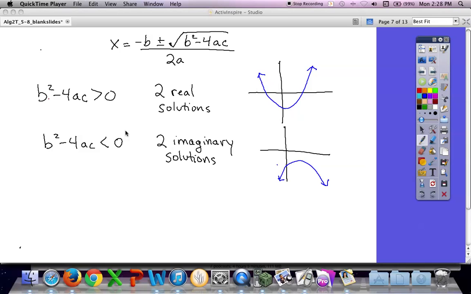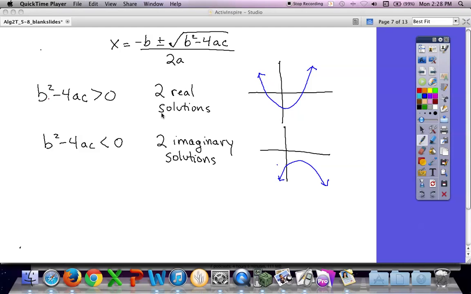Okay, so again, this part right here, that's the discriminant. When the discriminant is greater than 0, meaning you're taking the square root of a positive number, not 0, but a positive number, then the plus or minus is going to get you two different solutions. It makes a difference whether you add that number or whether you subtract that number. So we expect we're going to get two real number solutions.